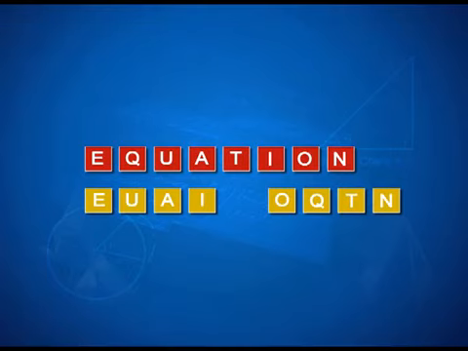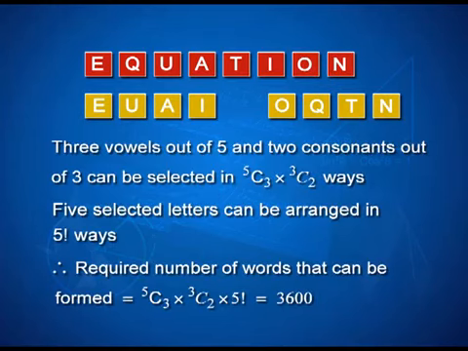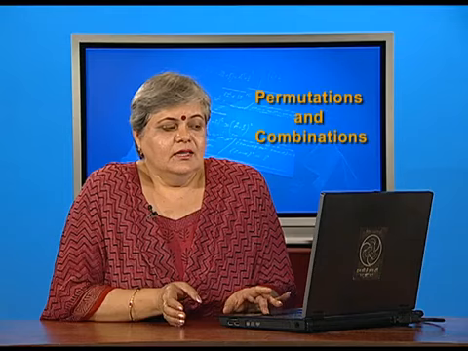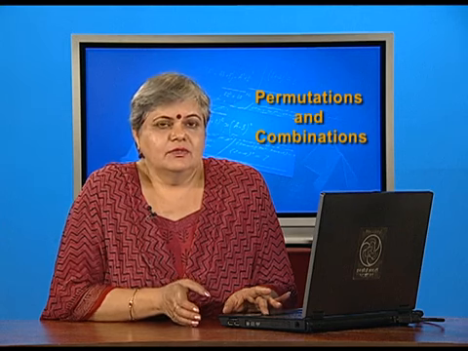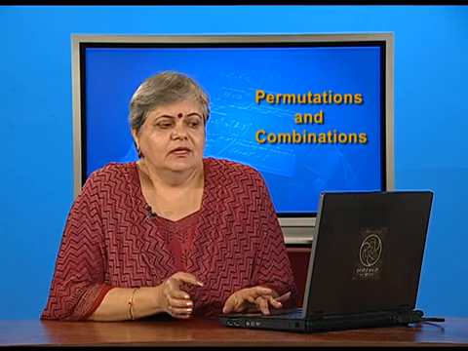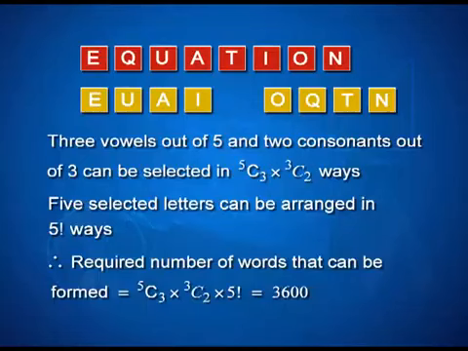Now, the question asks us to form 5-letter words which have 3 vowels and 2 consonants. That means, I have to select 3 vowels out of the 5 and 2 consonants out of the 3 given consonants. That can be done in how many ways? Out of 5, I can select 3 in 5C3 ways. Out of 3 consonants, I can select 2 in 3C2. So, the total number of ways such selection can be done will be 5C3 into 3C2.